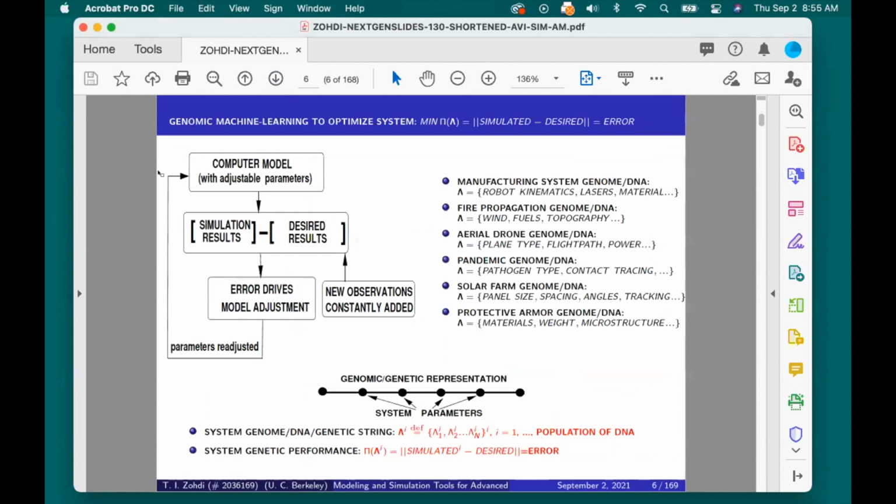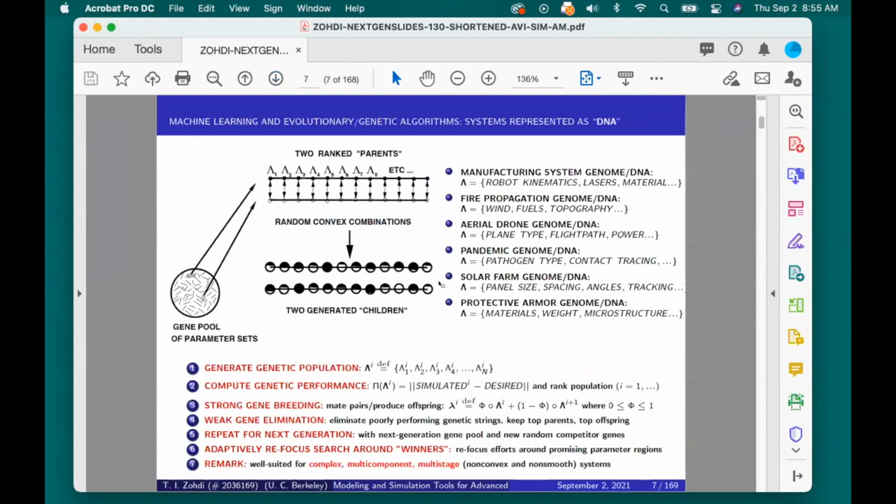So again, the basic idea is we have a computer model, we have some type of desired response, we run the computer model, it doesn't match the response, we take the error and we keep adjusting the parameters. So the idea then is that we represent these parameters as a genetic string, and then we attempt to minimize the appropriate norm between what we simulate and what we have desired. We'll show a little bit more detail of that momentarily.